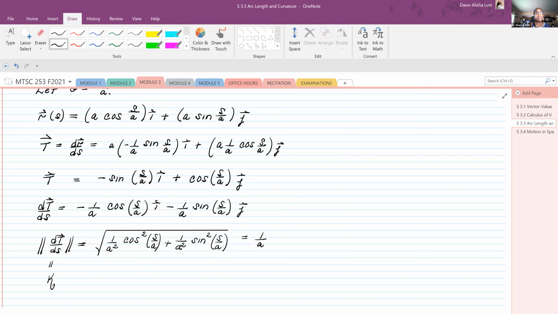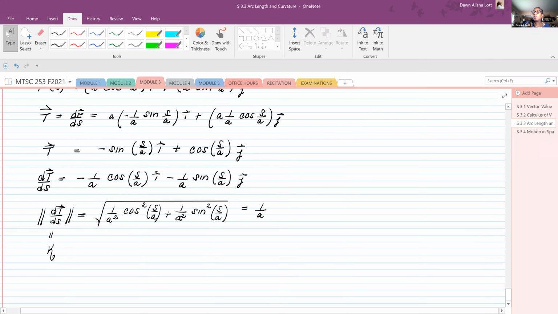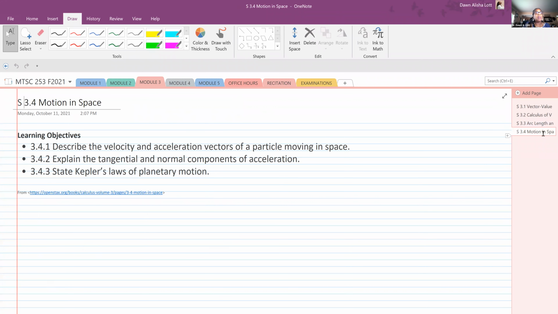So now we want to define motion in space. We did arc length and curvature. Now we want to describe velocity and acceleration vectors, tangent and normal components of acceleration. And we are not doing Kepler's laws for this. We don't bother to worry about that.